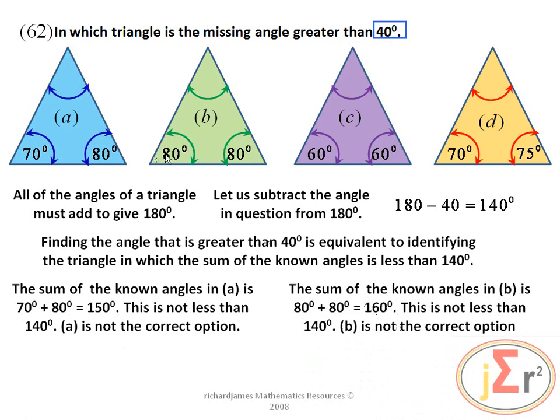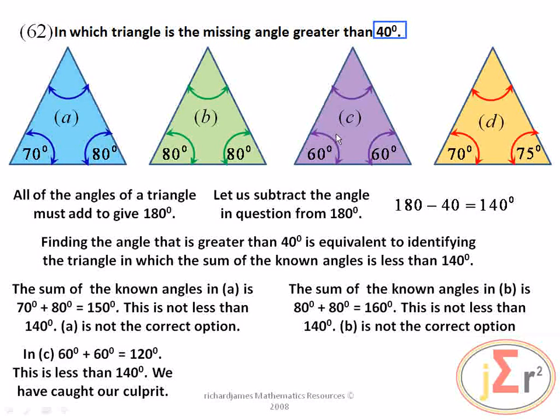The next triangle, the sum of the angles will give 160 degrees. That is this one. 80 degrees plus 80 degrees is equal to 160 degrees. This is not less than 140 degrees, so B is not the correct answer.